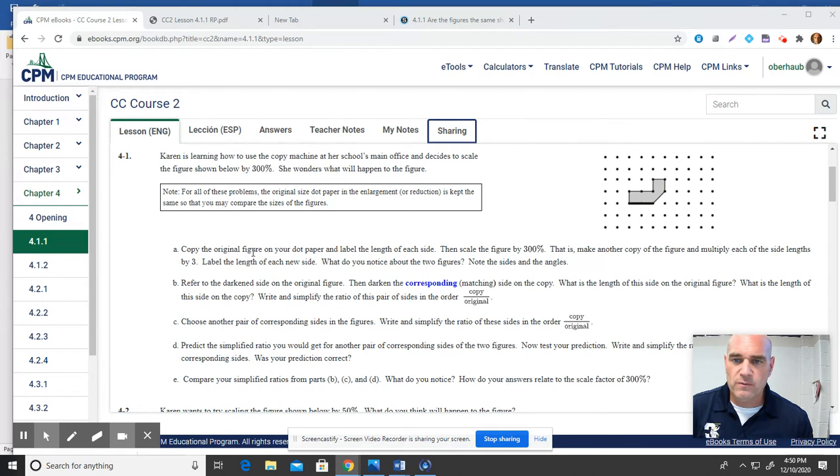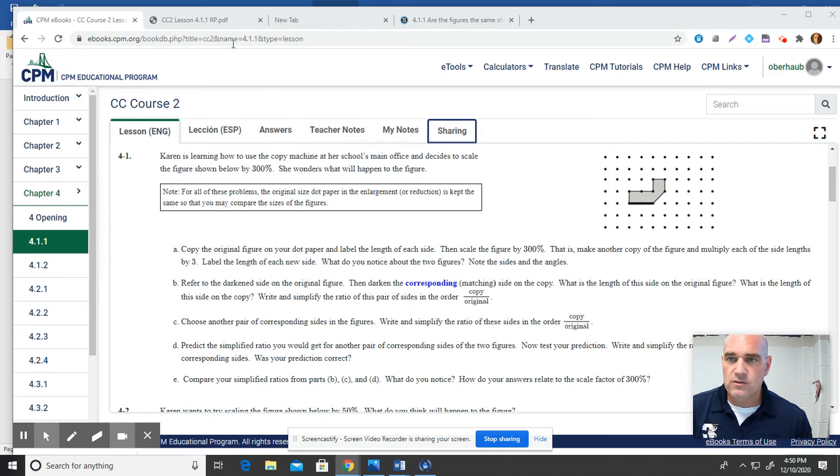So copy the original figure in dot paper and label the length of each side. Then scale the figure by 300%. That is, make another copy of the figure and multiply each of the side lengths by 3. Label the lengths of each new side. What do you notice about two figures? Note the sides and the angles.